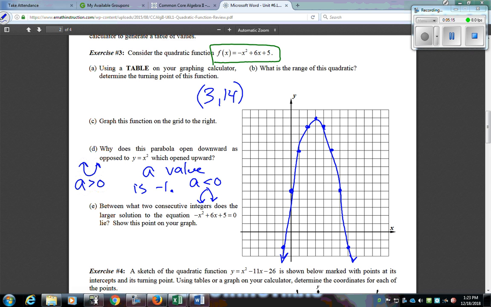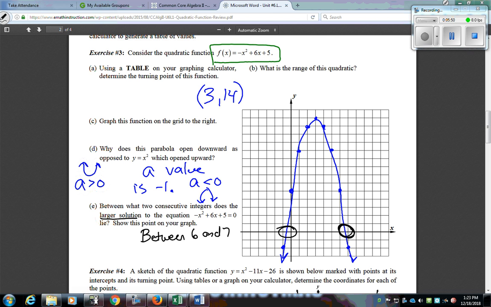Now they're asking between what two consecutive integers the larger solution to the equation lies. In this case, it looks like over here we have it pass through the x-axis. So in that case, it's going to be between 6 and 7. Now there's another one between 0 and -1. Those are our zeros, but again, they want the larger solution in that case.